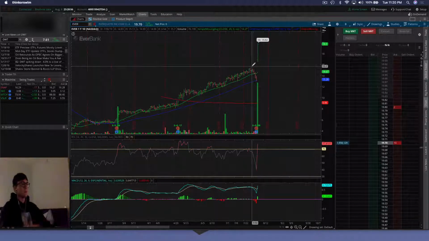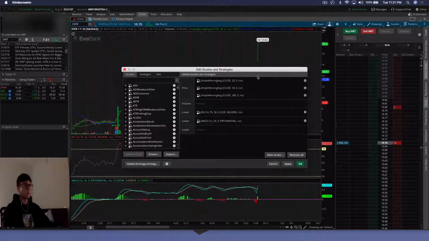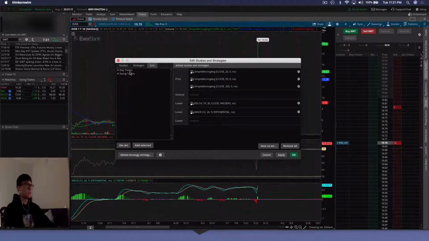So when we go on our screen here, basically I'm under the swing trades watch list. This is my watch list for swing trades, and in my study section, under sets, I have day trades and swing trades.